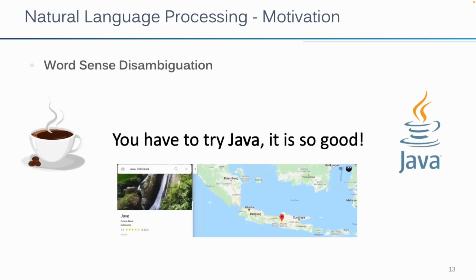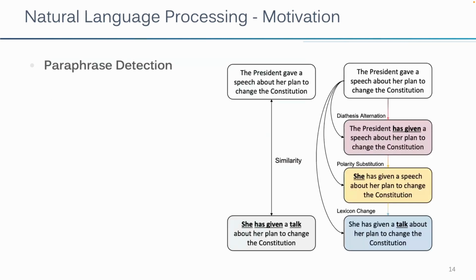One thing from the example in the beginning, word sense disambiguation: how can we find the meaning of words in different contexts? Again, here you have to try Java, it's so good. In English, Java can mean coffee, it can mean the programming language, it can mean an island in Indonesia. And here it's important to understand what a word in a context means to know what is the message of the sentence.